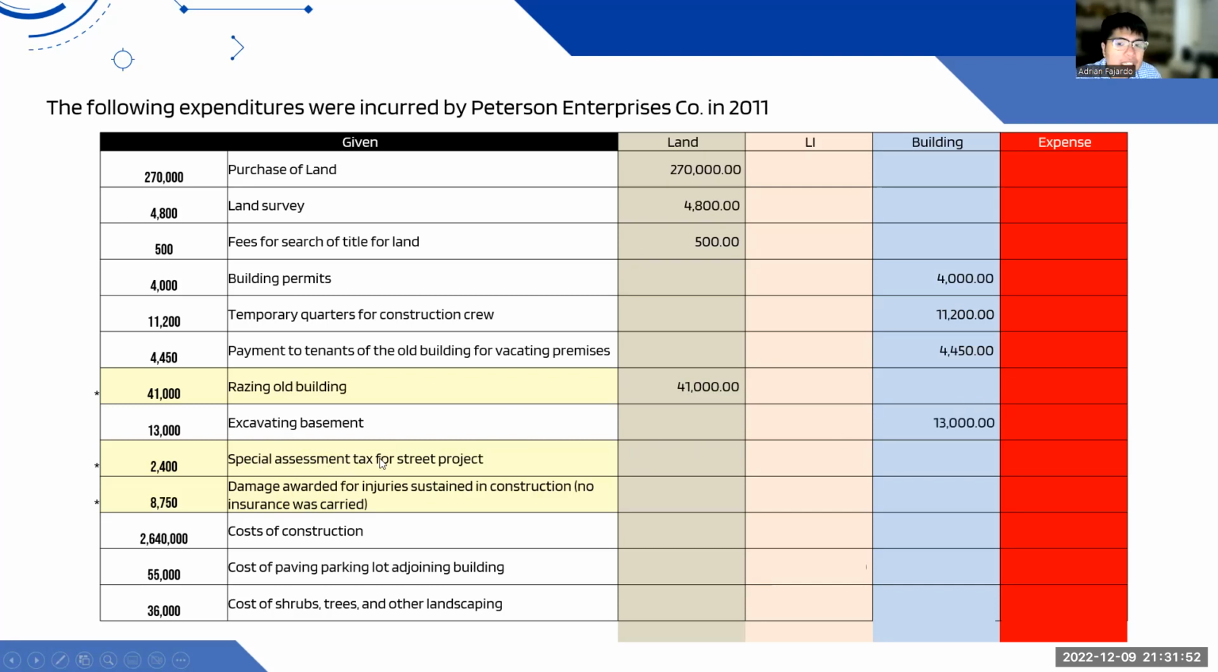Special assessment tax for street project. Again, when there's an assessment, you look at what the tax is for. It's for a street project. A street project is a land improvement, and therefore this should be a land improvement.